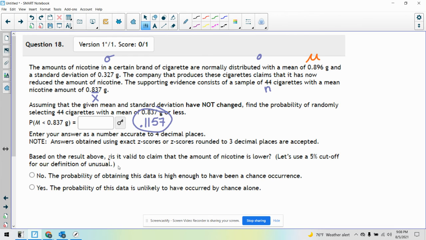Based on the results above, is it valid to claim that the amount of nicotine is lower? Let's use a 5% cutoff. So no, since this is above 5%, it could have just been by chance. It has to be lower than 5% for us to safely say it can't be by chance.